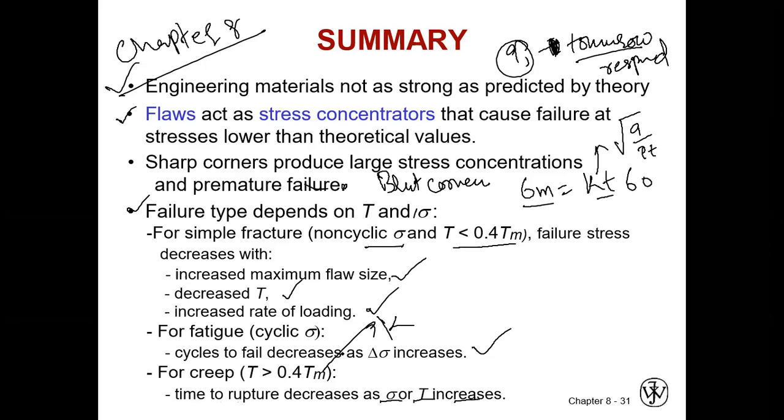Beyond this point, TR decreases if we increase T, right? But T has to be greater than 0.4 times Tm, right?